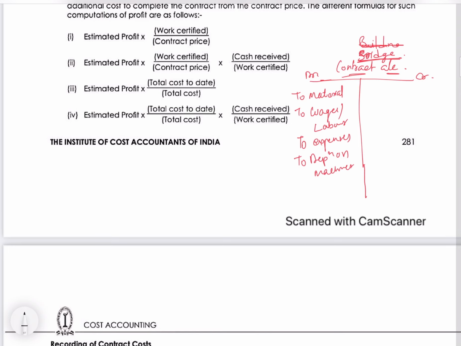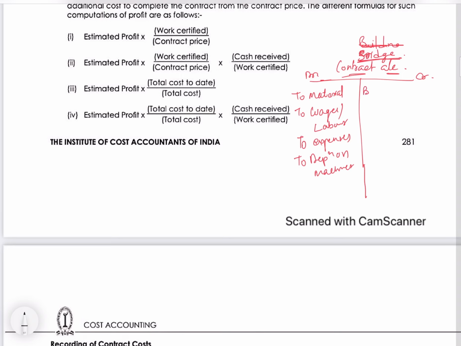The person may be running a big, huge business where he may construct a lot of other things, but we are making the contract account of only that bridge. So that bridge related expenses, materials, wages, expenses, machinery used on that contract, that particular bridge construction, and whatever the depreciation on that, only that will be debited here. So all those expenses will be debited.